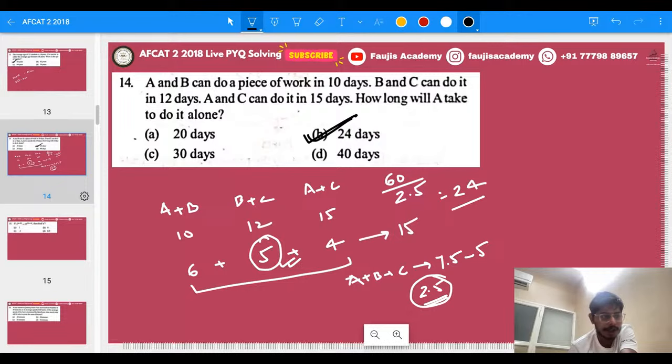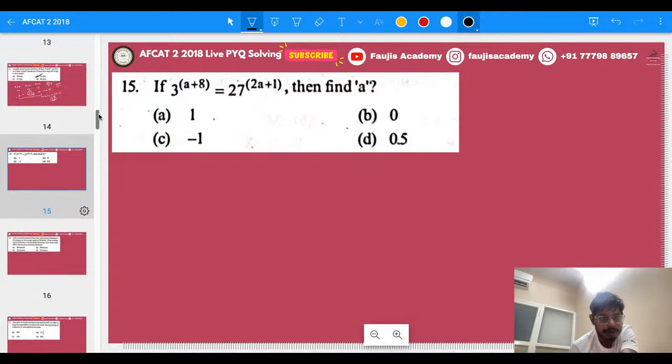A plus B together they are doing 6 work per day. B plus C together they are doing 5 work per day, and A plus C together they are doing 4 work per day. Right? If we added all of it, if you can see a bit more closely, we are adding A, B, and C 2 times each. Right? So twice of A plus B plus C is working 15 work per day. That means one time is half of it, 7.5. B plus C is doing 5 work per day. We reduced it to get 2.5 work per day, and we divided 60 by it to get 24 as the answer. All right, this is an easy one.